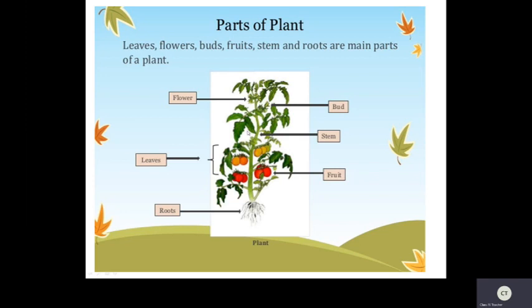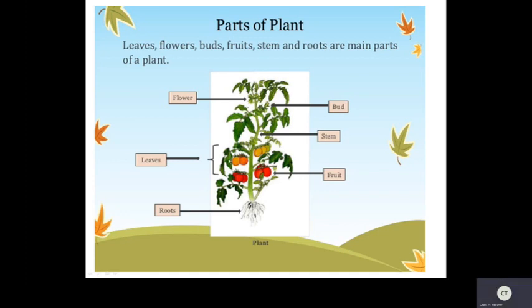Understood, children? So let us see. Now roots will be below the ground and see here stems. Can you see the main stem? Yes, this is the main stem. This is above the ground. Now, can you see here branches? These are the branches. Now, this is the stem.